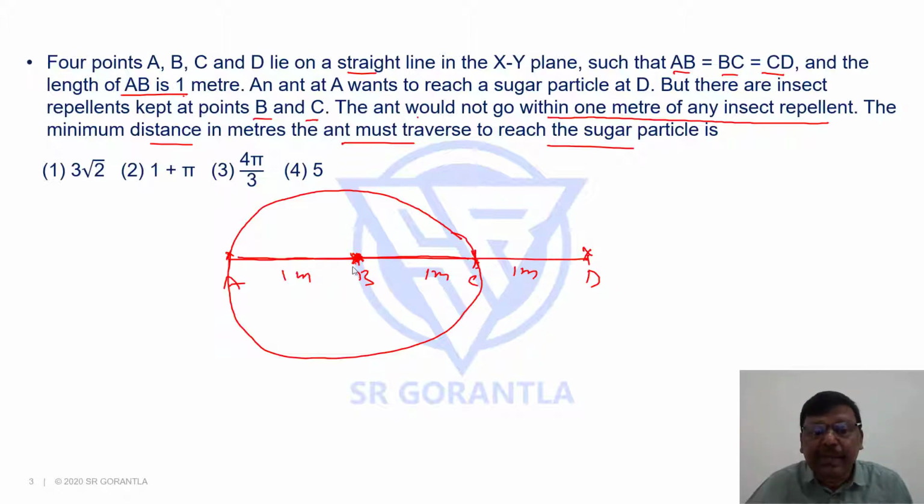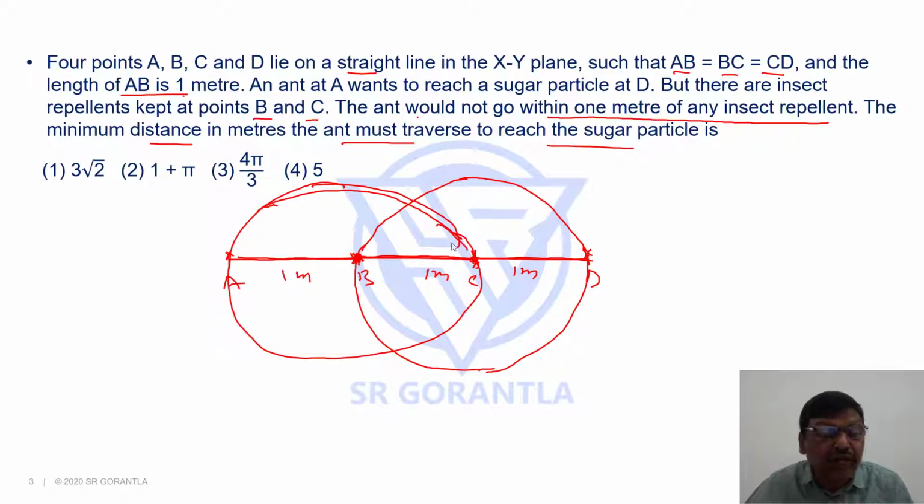Similarly, the repellent is not only there at B, it is also at C. So from C also within 1 meter it cannot go, which means if you take a 1 meter radius from C, this is 1 meter, this is 1 meter, you draw a circle. So this is that. Within 1 meter radius it cannot go. So that means it should not come within the circle. So it should go like this then.